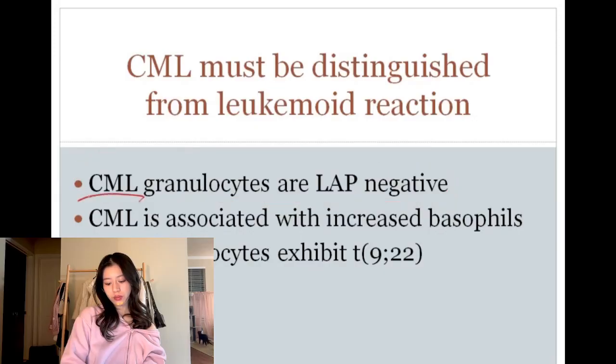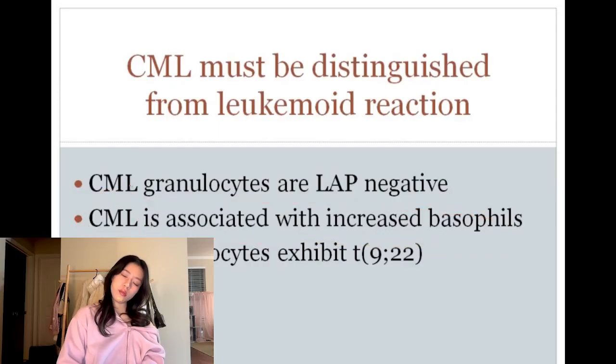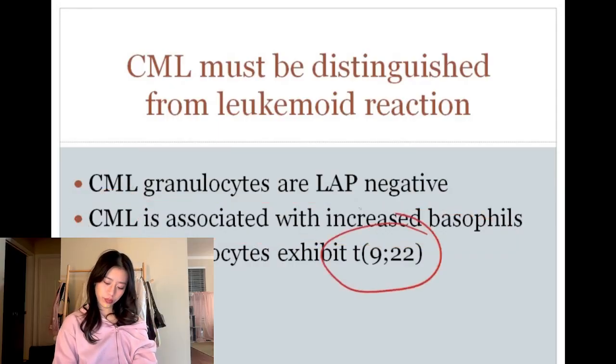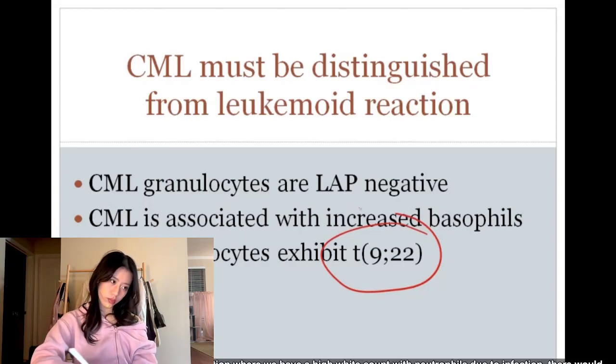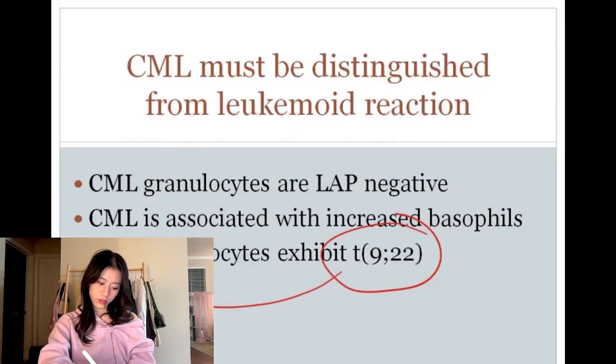Another important distinction would be the presence of basophils. If the patient has an infection and gets a high white count with a left shift and has a predominant neutrophilic leukocytosis as a reactive phenomenon, the basophils will not go up. The basophils go up in CML, and that's why I've stated a couple times now so far that basophilia is highly associated with CML. The third way that we could make this distinction is to simply look for the translocation. In a reactive leukemoid reaction where we have a high white count with neutrophils due to infection, there would be no 9;22 translocation. If the 9;22 translocation is present, it is a defining feature of CML.